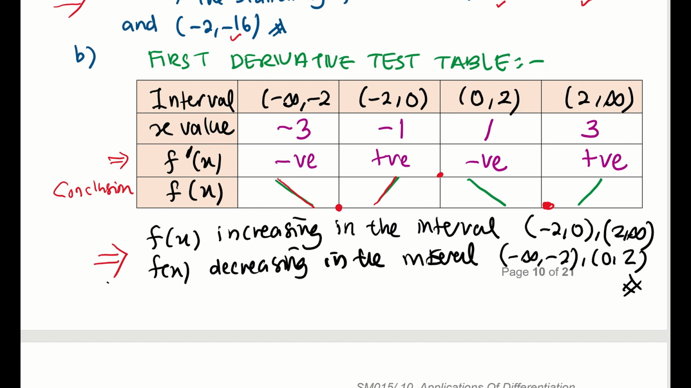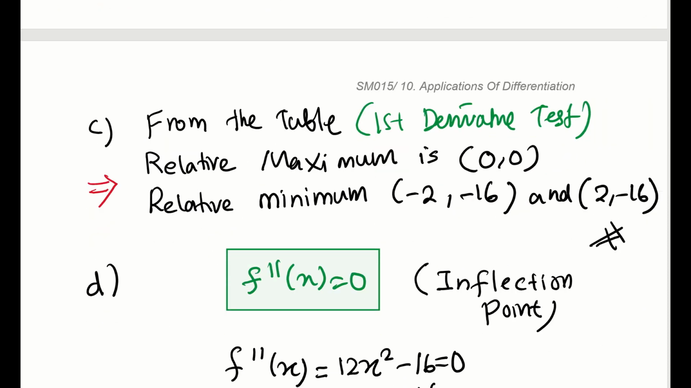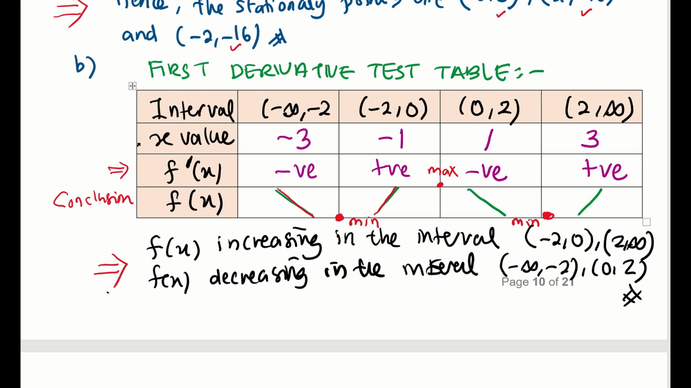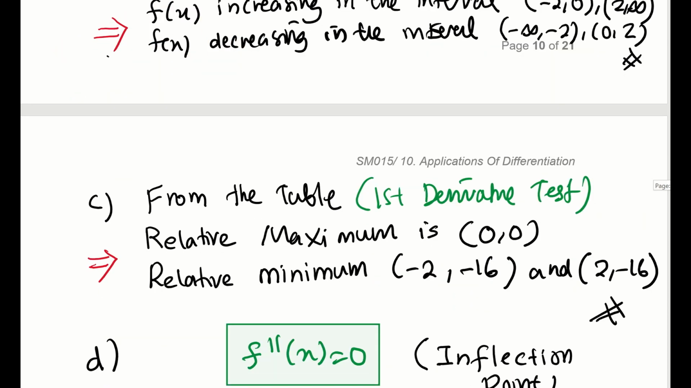So our conclusion is we have a relative maximum at (0, 0), and relative minimum at (negative 2, negative 16) and (2, negative 16). So we have two minimum points, and we have one maximum point here. Okay, so you need to draw the table, and this table is called the first derivative test. Okay, now D.